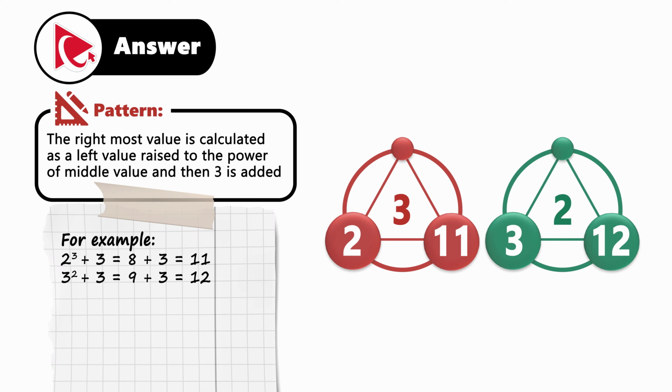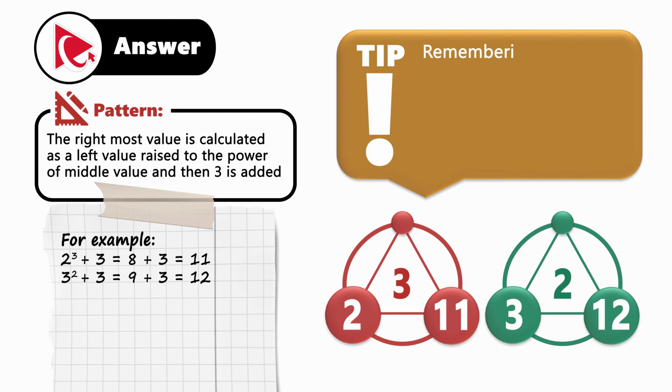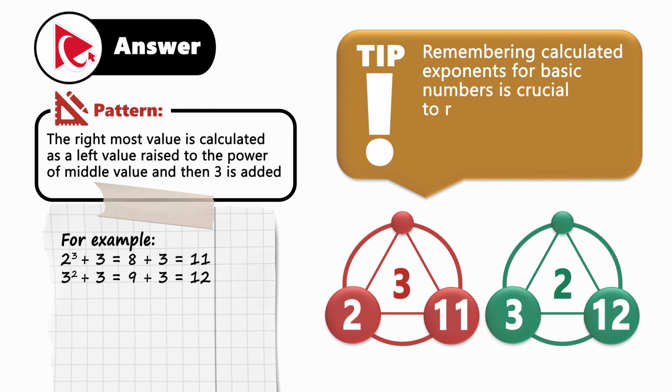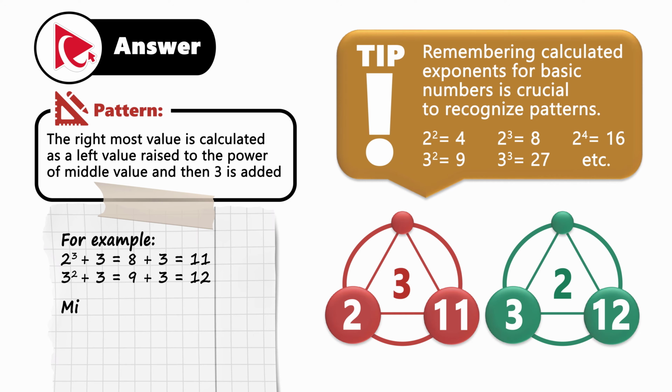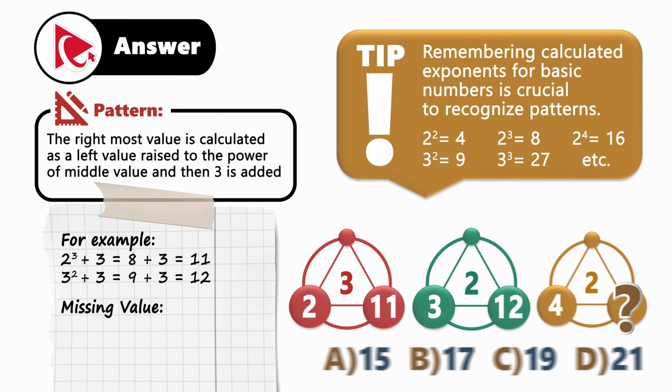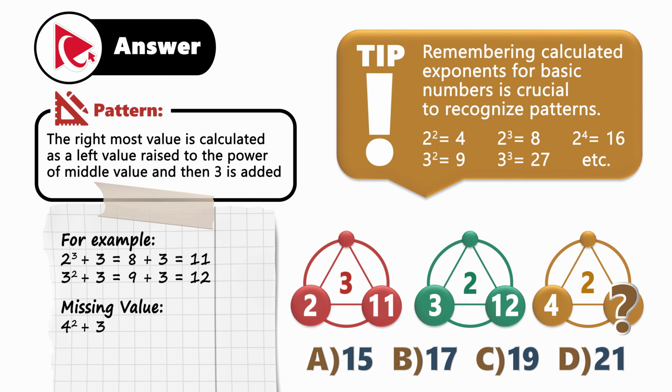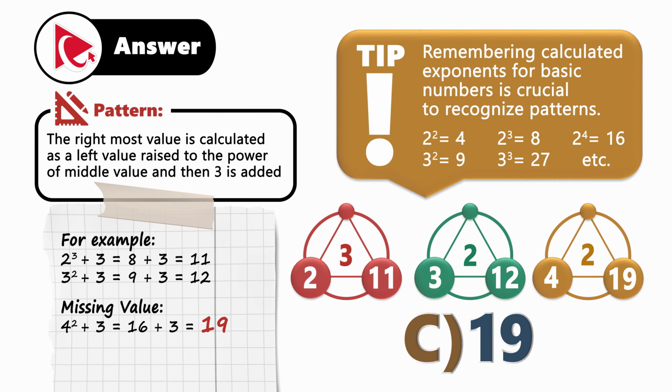The most important tip to solve these types of challenges is remembering calculated exponents for basic numbers, which is crucial to recognizing these types of patterns. For example, 2 to the power of 2 equals 4, 2 to the power of 3 equals 8, 2 to the power of 4 equals 16, 3 to the power of 2 equals 9, and so on. This helps us calculate the missing value, where 4 to the power of 2 plus 3 equals 16 plus 3, which equals 19. So the correct answer here is choice C, 19.